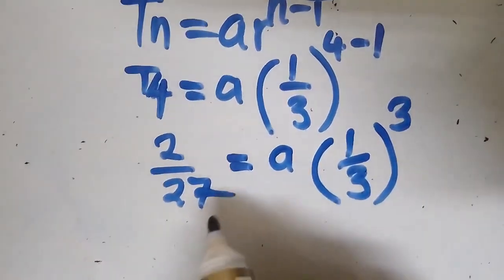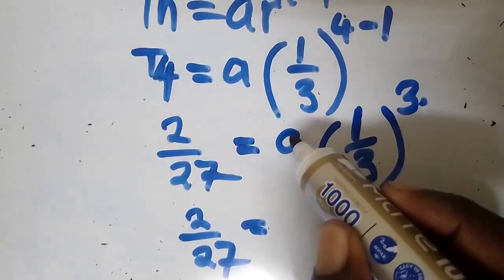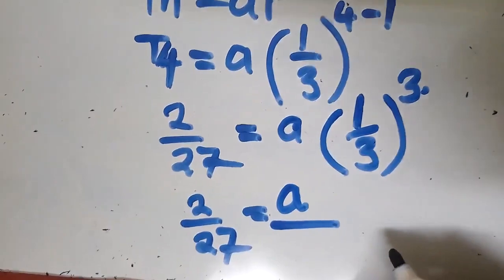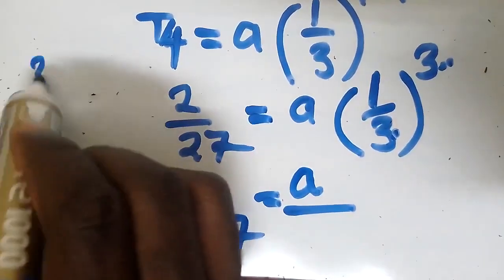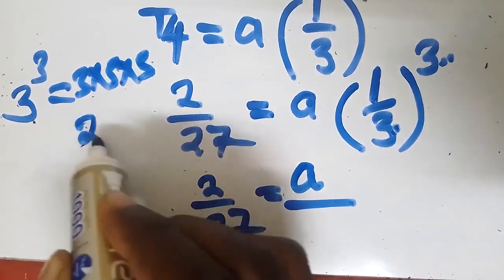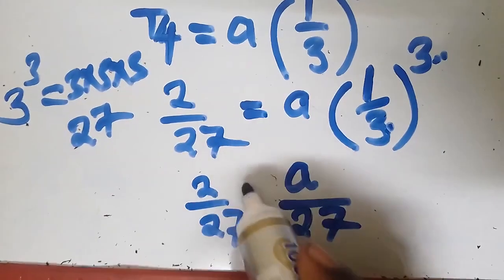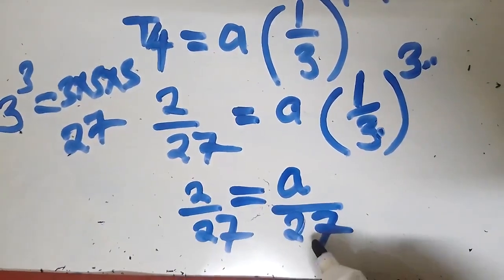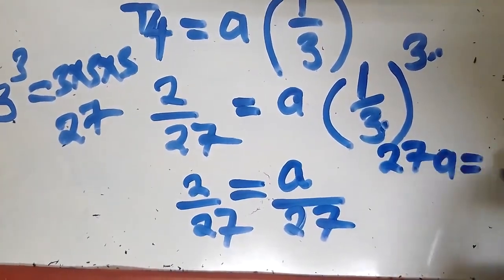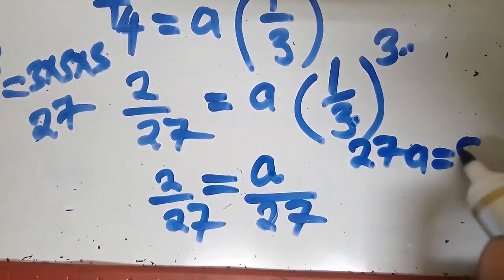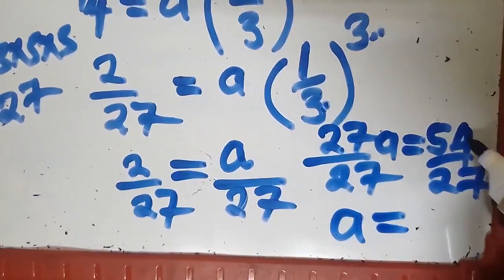So you know that this one will maintain 2 over 27 is equal to 1 power 3, it is 1. 1 times a, it is a, over. Then we've got 3 to the power 3. 3 to the power 3 means 3 times 3 times 3. You get 27. So here we've got over 27. So there is an equal sign here. Then you cross multiply. This times that. So a times 27, it is 27a, which is equal to 2 times 27, that's 54, over 27. So a is equal to 54 over 27, you still get a 2.